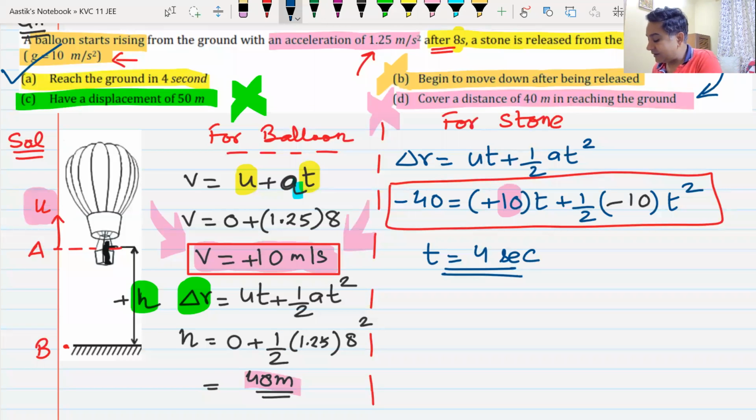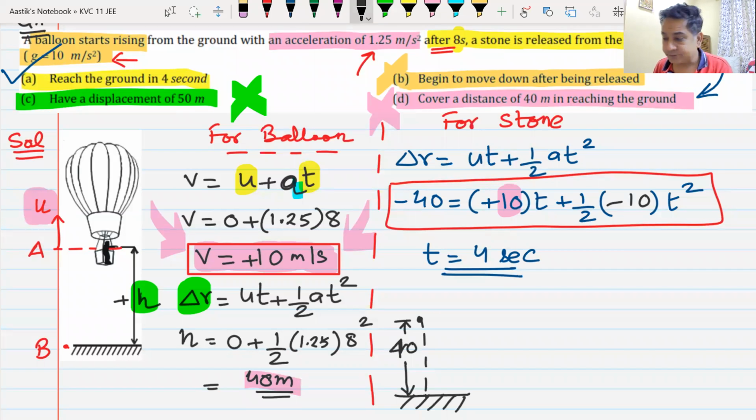Okay, so now is the time that I tell you how we find out the distance traveled by the stone. If I look at the journey of the stone, it was thrown or dropped from here. How much is this height? This height was 40 meters. Yes or no? It was thrown up with a velocity of 10 meters per second. Yes or no?